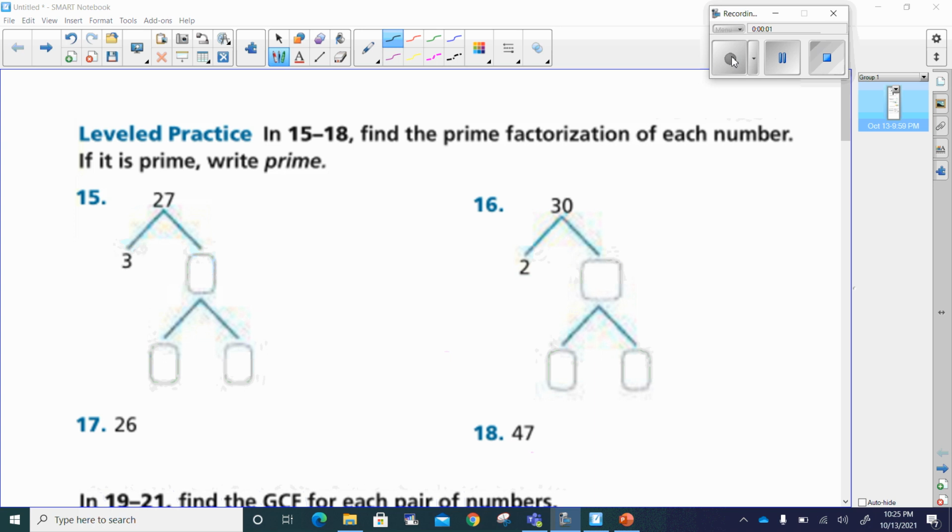Back, my sixth graders, we're going over greatest common factor, lesson 3-2. Let's begin. You're saying find the prime factorization of each number. If it is prime, write prime. Well, what number multiplied by 3 would give me 27? That'd be 9, of course. And what two numbers give me the product of 9? That'd be 3 times 3.